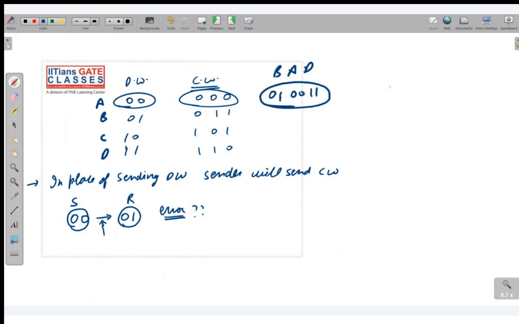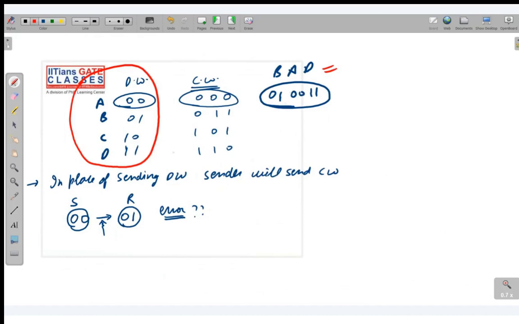Now how will the receiver interpret it? The receiver also has the same table, and the sender has this table too. After receiving, it will simply match the table. It will take 01 and say, okay, I have received B; 00, I have received A; 11, I have received D. So the receiver will say, I have received BAD. Are you getting it? I'm just giving you the idea of how exactly things are done.